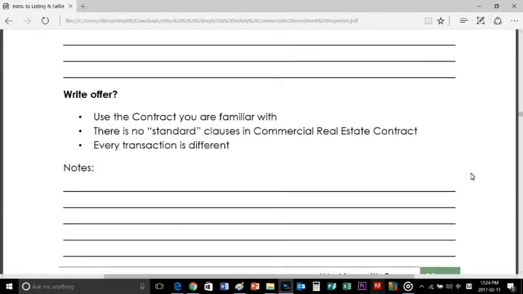Write the offer. Use the contract you are familiar with. There is no standard clauses in commercial real estate contract. Every transaction is different.